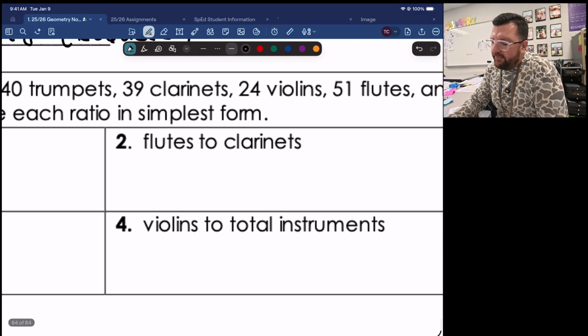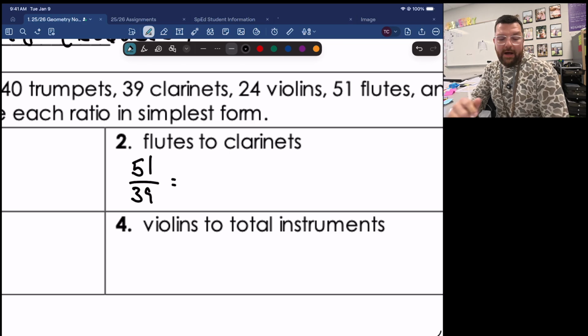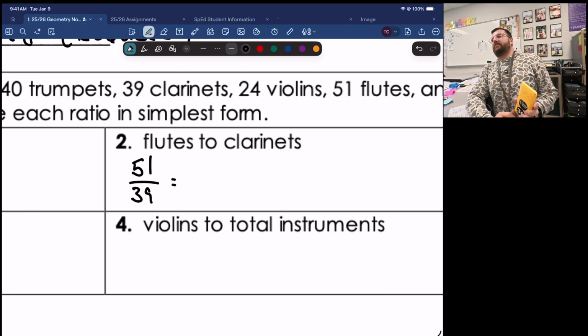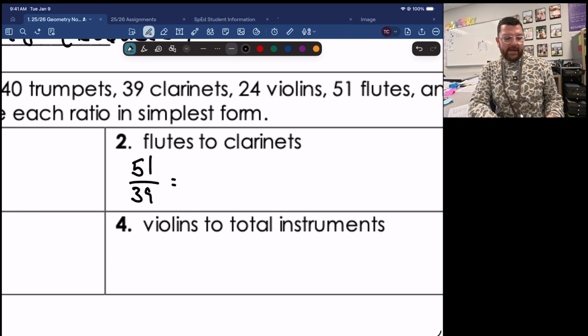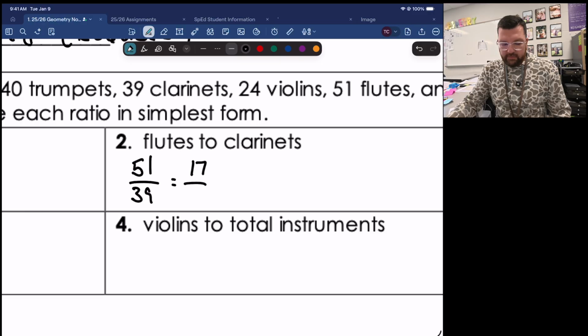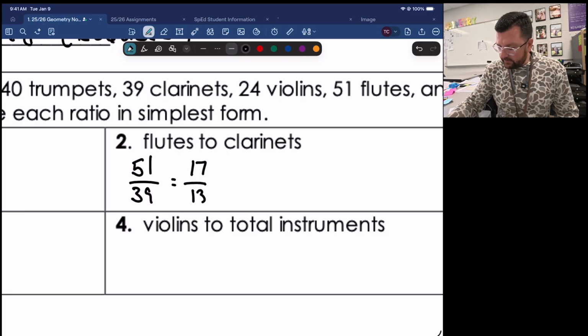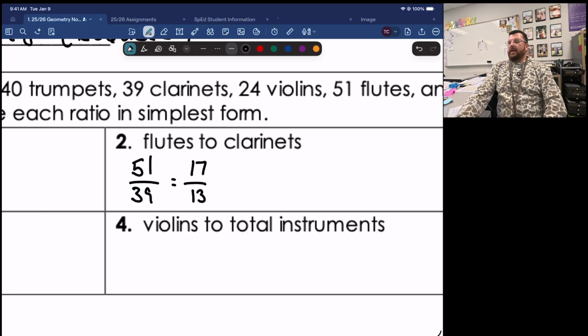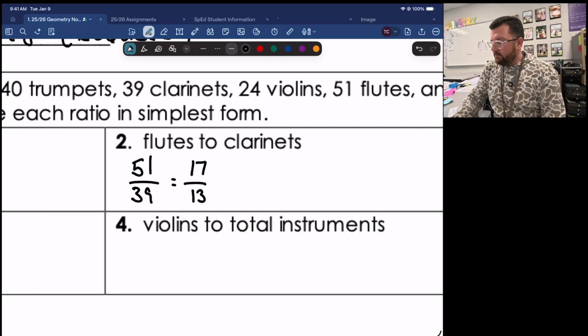Flutes to clarinets. How many flutes do we have? 51. How many clarinets? 39. Now, I'll be honest with you. I don't know my factors of 51 and 39, but I can take my calculator and type alpha x, and then it gives you the ability to type in that fraction, 51 over 39, enter. It reduces down to 17 over 13. And there is my simplified ratio of flutes to clarinets. Okay?